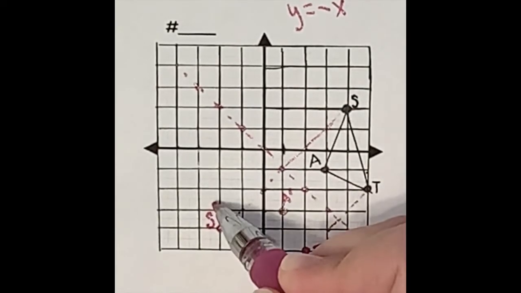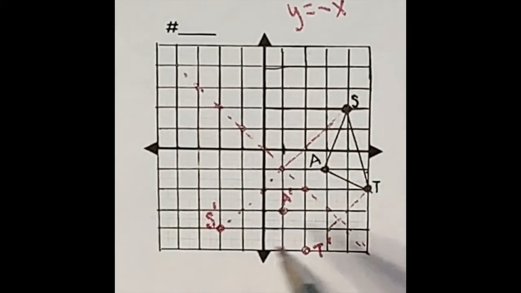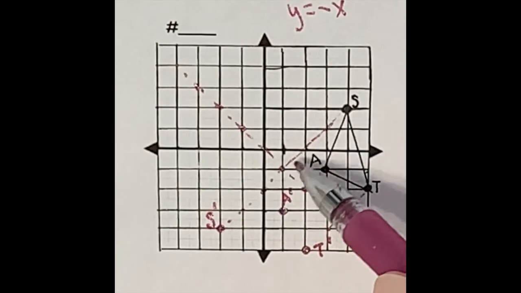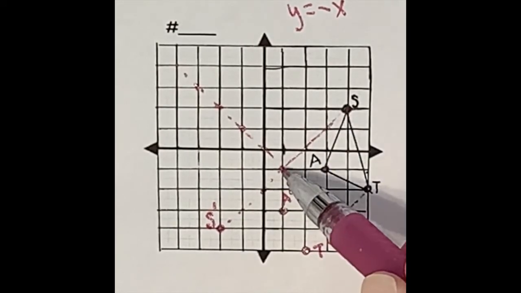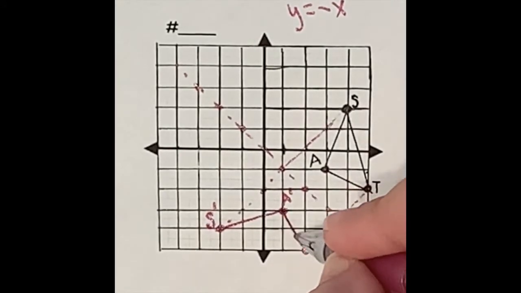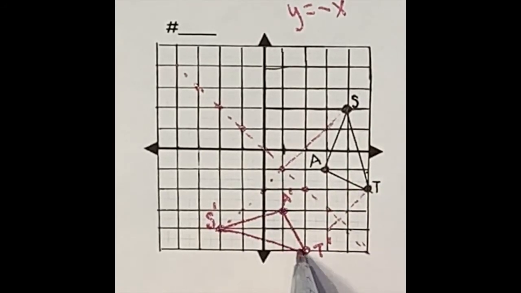This is looking much better. S prime. So again, when we're doing a diagonal line of reflection, count on the diagonal. How many diagonals away from that line? Connect the points, and this one is going to look more congruent, same size, same shape to the original as opposed to the other one I drew out.